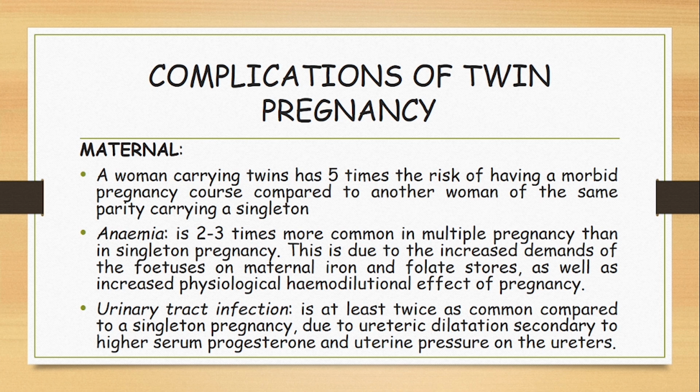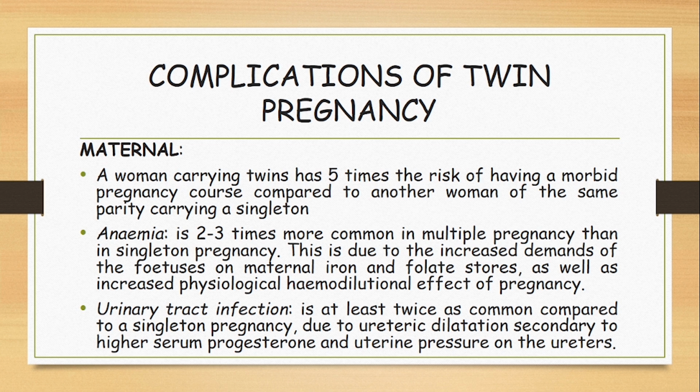So far we have talked about the chorionicity and diagnosis of twin pregnancies, and we have talked about the risk factors and how to make a diagnosis. Now, what are the complications of twin pregnancy? Complications could be maternal or fetal. Complications of twin pregnancy are about 4 to 5 times higher than the risk involved in singleton pregnancy.